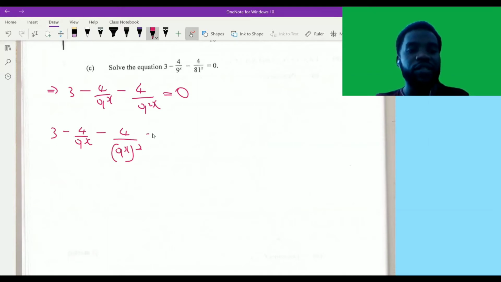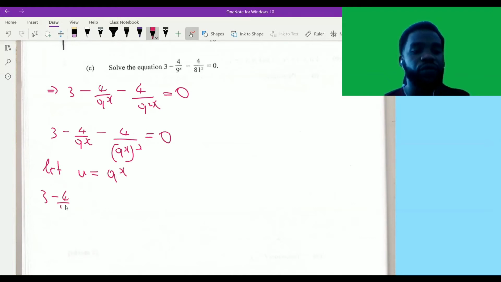Again, you must know your laws of indices. Now, because these two things look alike, this is grounds to use a substitution. And believe me, this topic comes up in a lot of modules, substituting something that reappears to make it simpler. So let u equal 9 to the x. So 3 minus 4 over u minus 4 over u squared is equal to 0.